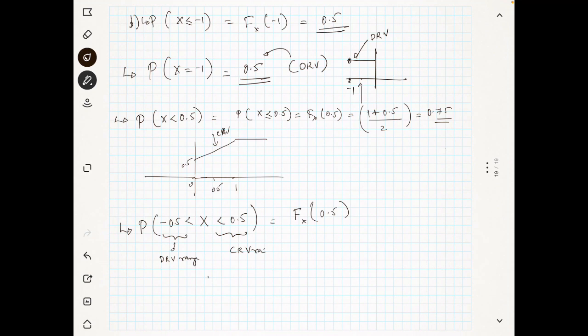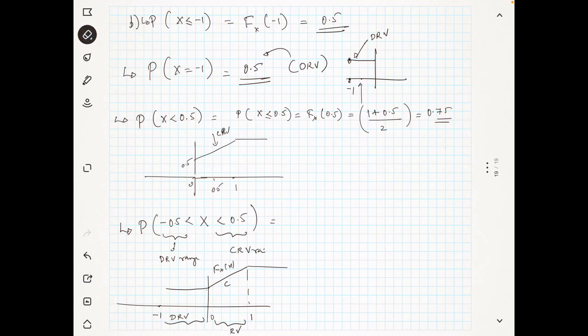I told you, because you see here between minus 1 and 0, this is a discrete random variable, and from this point onwards, this is a continuous random variable up to 1. Okay, so this is your fx of x. So I can write this in another way also.